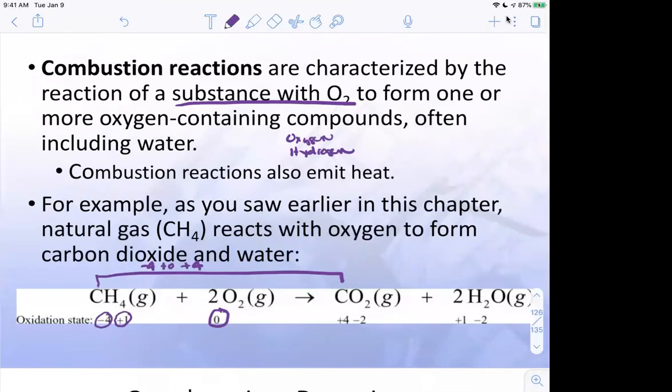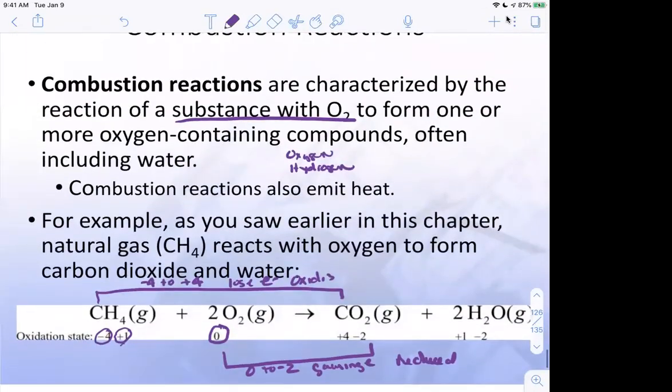So it's losing electrons. It's being oxidized. And then my hydrogen does not change. It's +1 and +1 on both sides of the reaction arrow. But my oxygen is going from 0 to -2. So it's gaining electrons, so this is reduced.